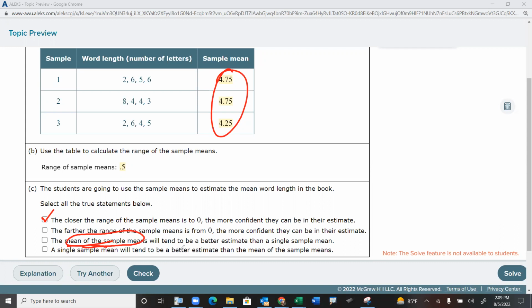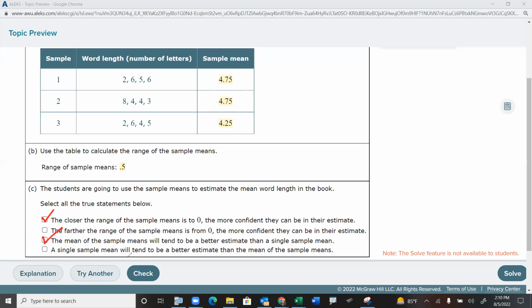And it says that will tend to be a better estimate than a single sample mean. Yeah, a single sample mean, I mean, it could have been a good sample. It could have been a bad sample in terms of accurately reflecting what's going on in the book. But if you combine several means, then you're much less likely, still possible, but much less likely to have an error or a really egregious error. So I'm going to go with yes.